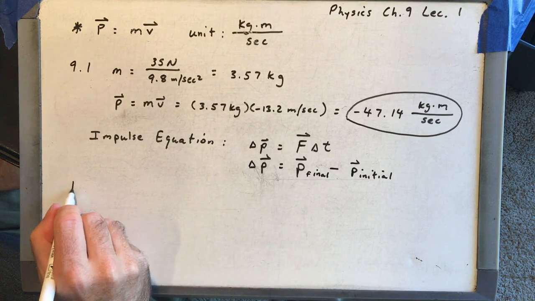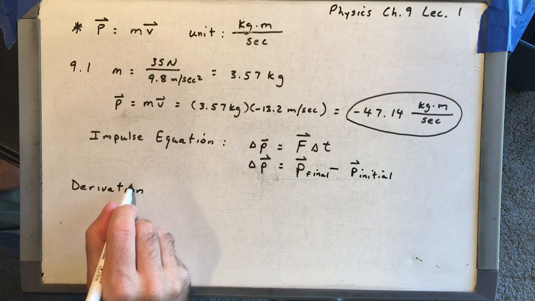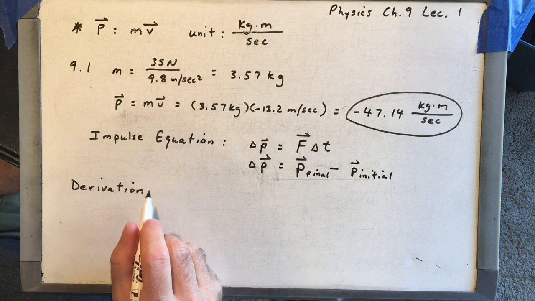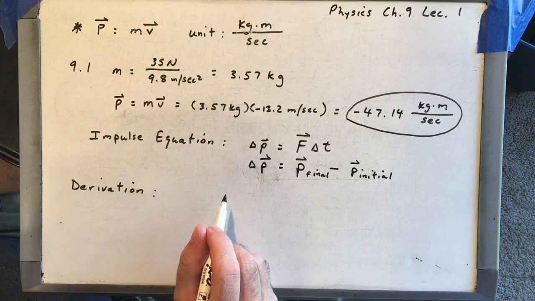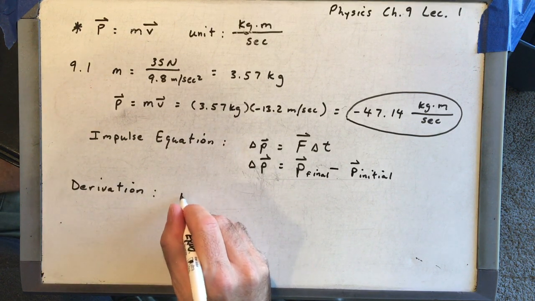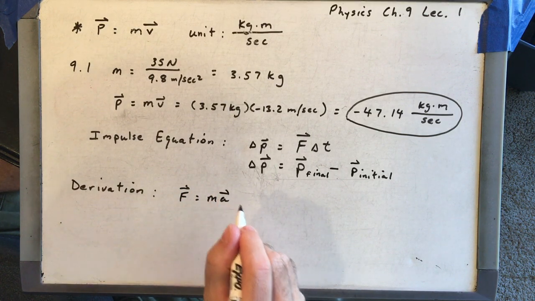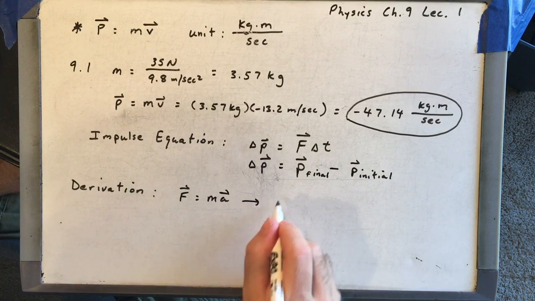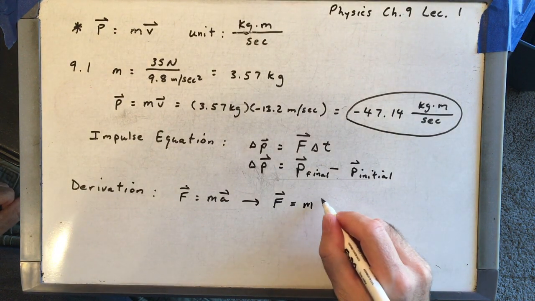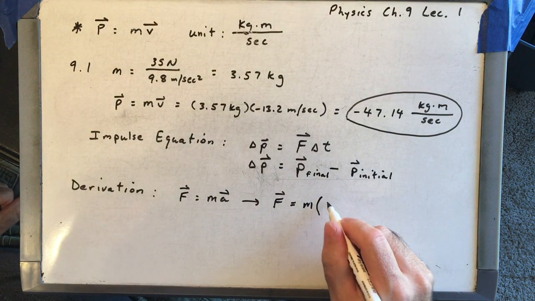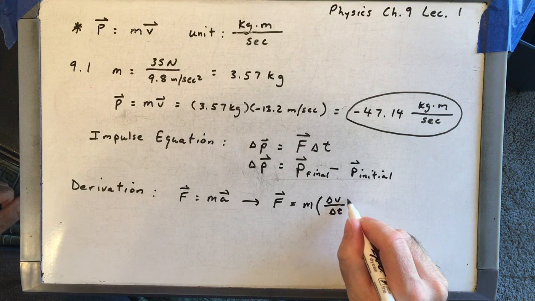So the derivation: in college, a lot of time is just spent deriving formulas, and not nearly enough time working problems. But I wanted to give you an example of how this impulse formula came about. If we start with F is equal to ma, we used that a lot in Chapter 5 and Chapter 6. We can rewrite that as force is equal to mass, and then acceleration is the change in velocity over the change in time. Remember that all the way back to chapter 1.